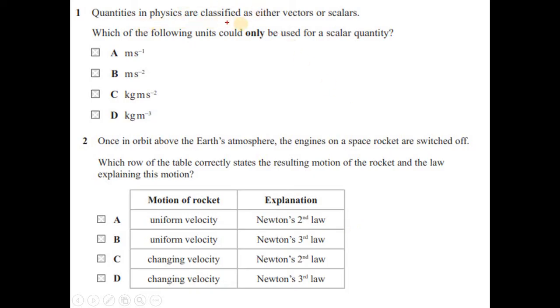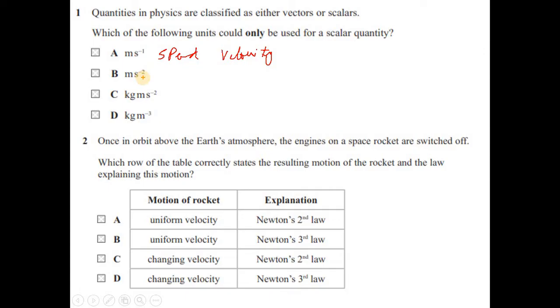Quantities in physics are classified as either vector or scalar. Which of the following units could only be used for a scalar quantity? So if you see, option A is meter second inverse, this is a unit of speed as well as velocity, so it can be used for both scalar and vector.